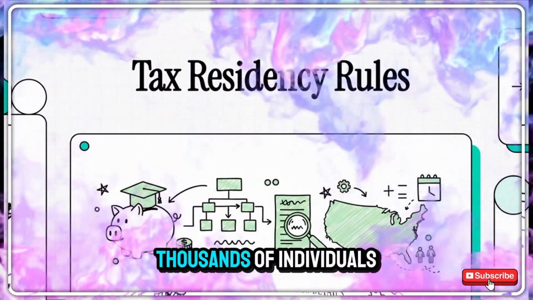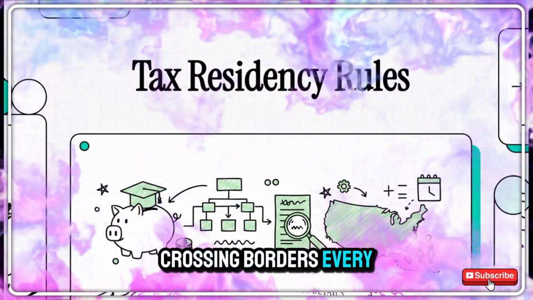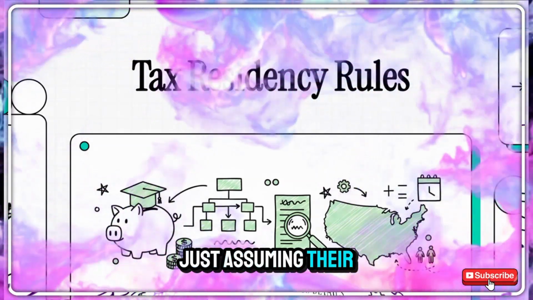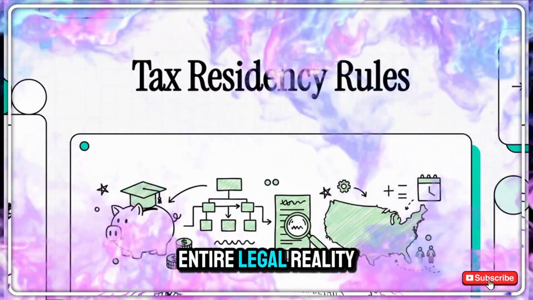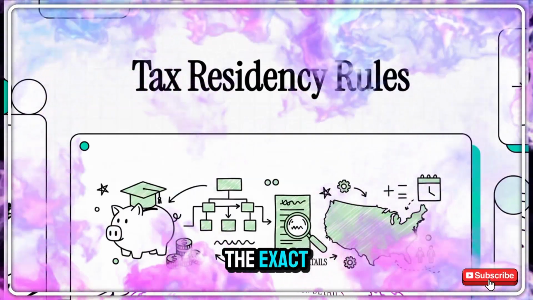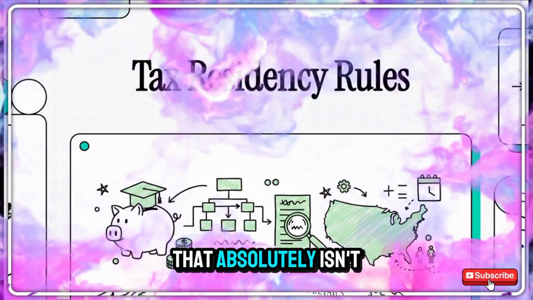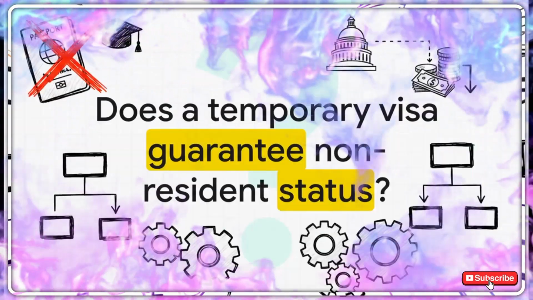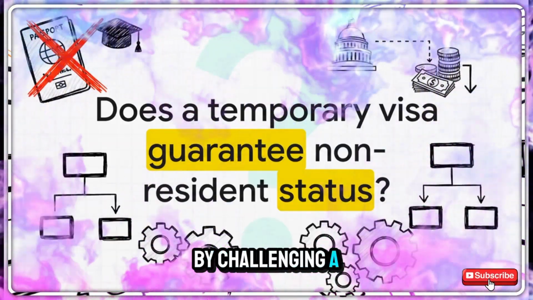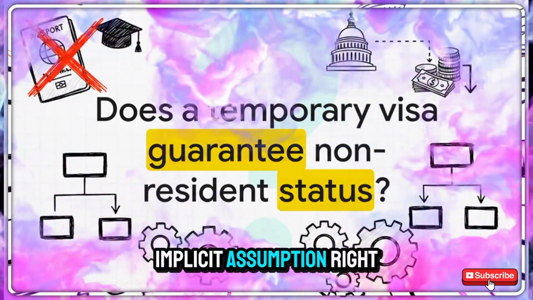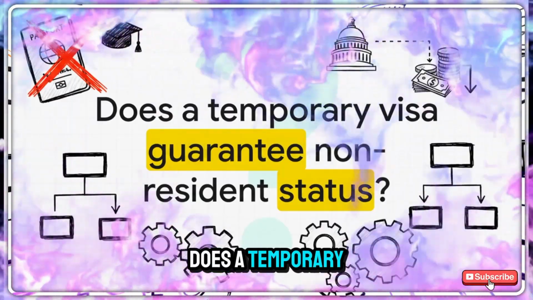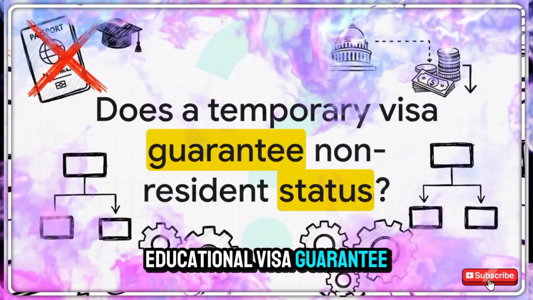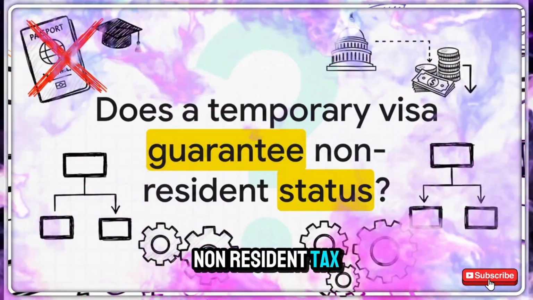Think about the thousands of individuals crossing borders every single year, just assuming their visa dictates their entire legal reality. Well, let's get into the exact mechanics of why that absolutely isn't the case. So let's start by challenging a massive implicit assumption right off the bat. Does a temporary educational visa guarantee non-resident tax status?